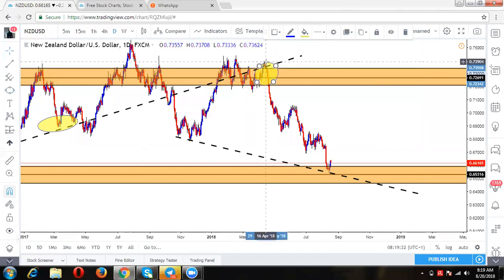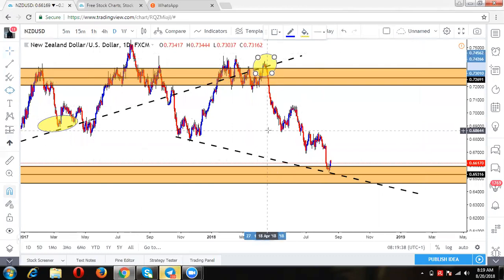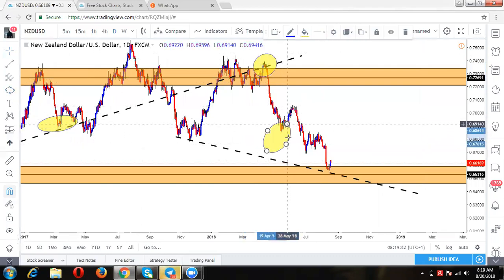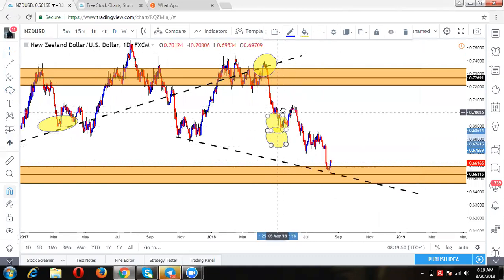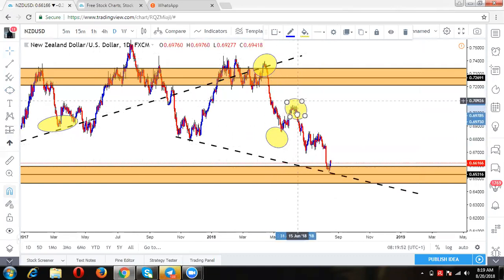This is where it started from. This is a higher, let's just call that a higher high. Now we can see a lower low. It's a downtrend, so it's a lower low. Then we have another one. We have a lower high, because this high is lower than this previous high, so it's a lower high.